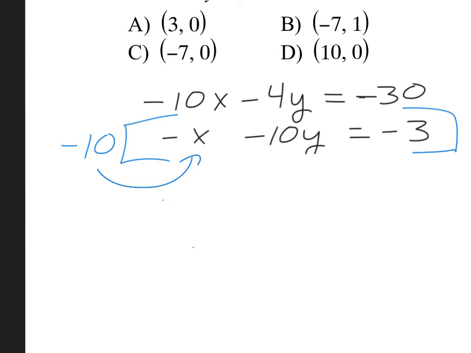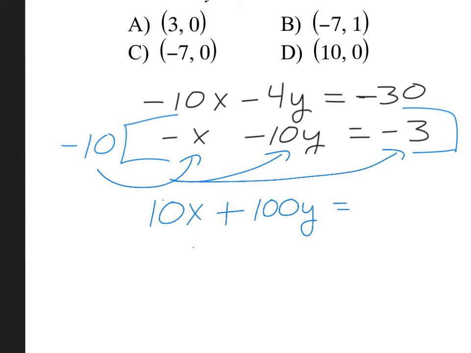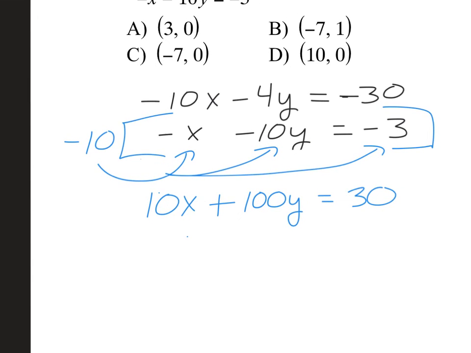So negative 10 times negative x, as we already established, is a positive 10x. Negative 10 times a negative 10y is going to give me plus 100y. And then negative 10 times negative 3 is going to give me a positive 30 for the bottom equation. I'm now going to take that top original equation and I'm just going to bring it down.